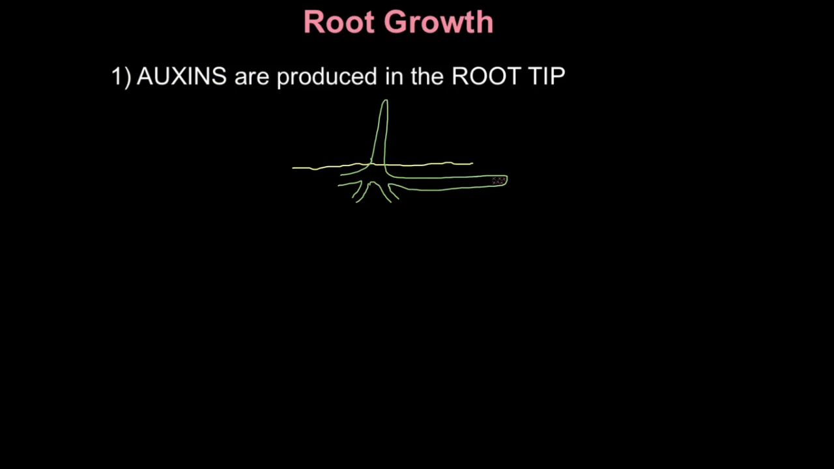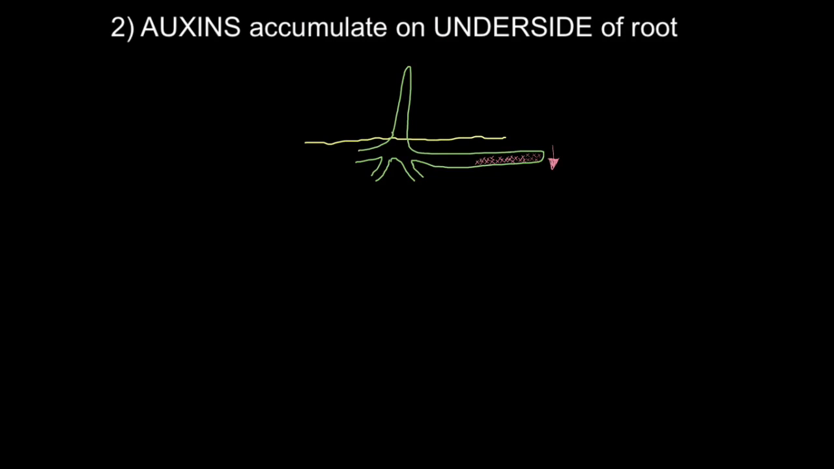Now let's look at how auxins bring about growth in the roots of plants. Now this only works because roots develop laterally, horizontally, not vertically like shoots. So firstly, once again, auxins are produced in the tip of this time the root. So you can see auxins are produced in the tips. Then auxins will accumulate or build up on the underside of the root. This is because of gravity acting on the auxins. They start to build up on the lower side of the root.